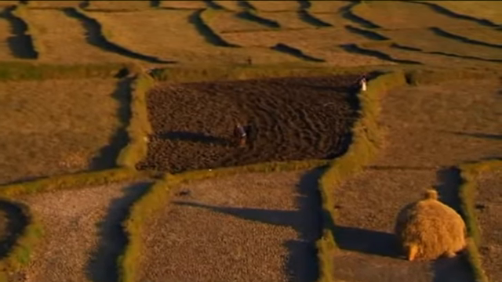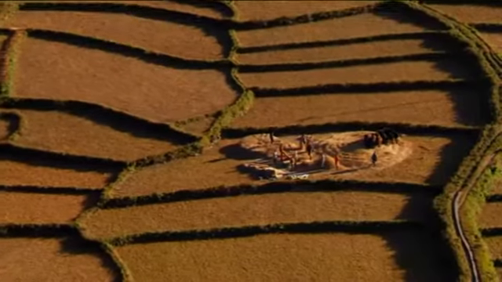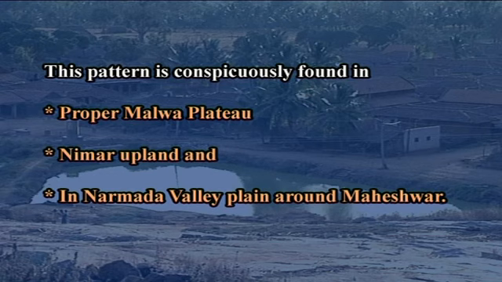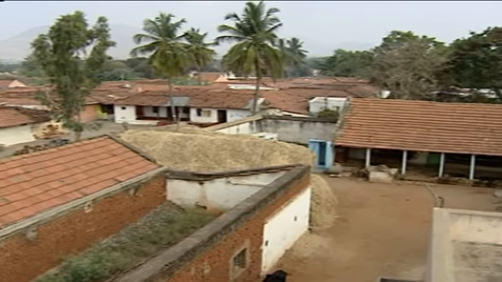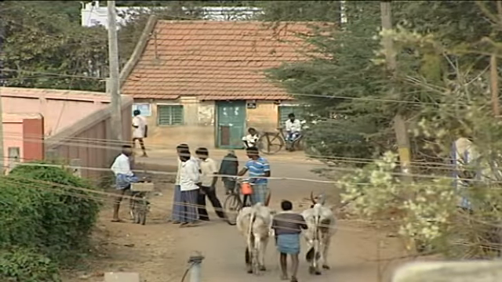This is mainly found in areas of uniform topography. One of the major reasons for this pattern is the rectangular shape of the cultivated fields. This pattern is conspicuously found in the Malwa Plateau, Nimar upland and in the Narmada Valley plain around Maheshwar. In a large rectangular village, two main lanes intersect each other at right angles at the center.